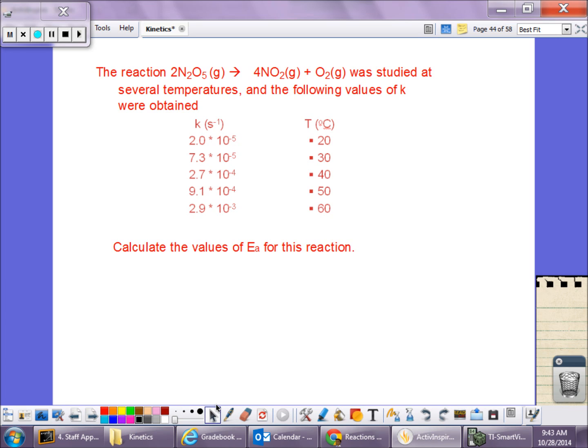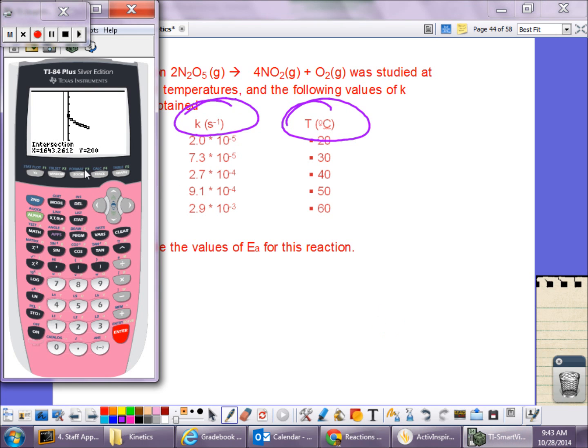Now, remember I said you should always read the title of your graph and the title of each column. Everybody, why don't we clear our list? Second, memory, number 4, clear list.